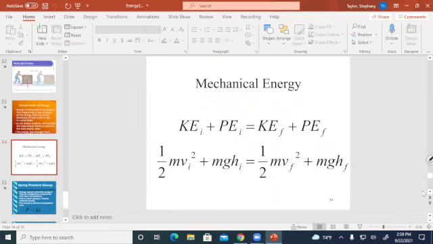All right, mechanical energy. That is your kinetic energy plus your potential energy. Your kinetic energy is the energy of motion, and your potential energy is the energy of an object due to gravity. As we stated, kinetic energy is 1/2 mass times velocity squared. Again, you only square the velocity, not the entire equation. And your potential energy is mass times gravity times height of the object.